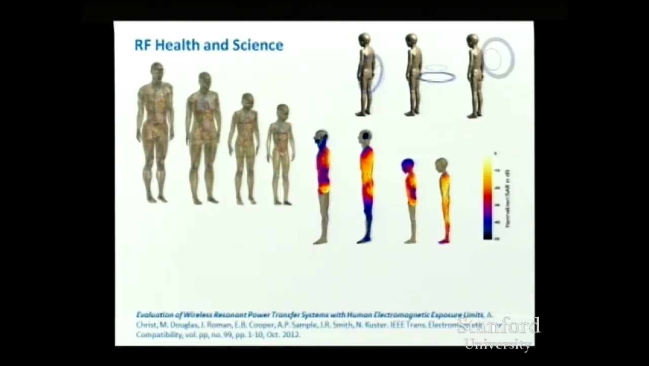Now, obviously, for every specific application, you'd have to look at it more carefully and see if you satisfy the various regulations. But the reason you can go to such high power levels is because the transmitter is mostly generating a magnetic field, which basically doesn't interact with your body.